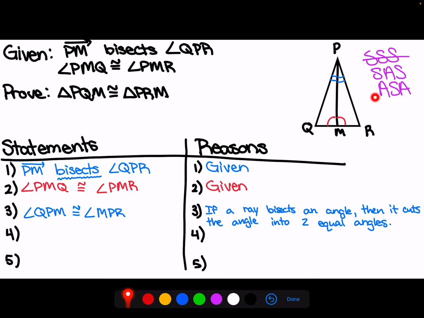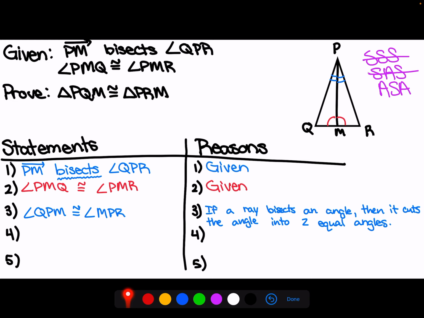Then we have angle, side, angle. Well, I have an angle, a potential side, and then another angle. So angle, side, angle is the most common one that we can actually use for this. It's the most useful one. So is there a way for me to show that this middle side length is congruent? And again, we're trying to prove that these two triangles on either side of this middle line here of PM are congruent. So yes, let's go ahead and use angle, side, angle.